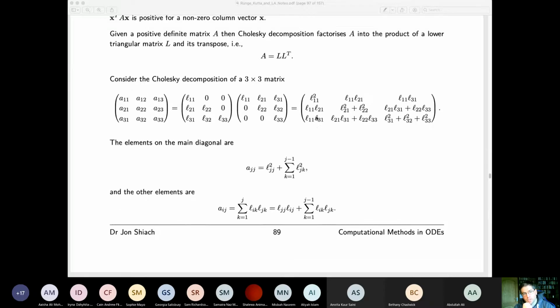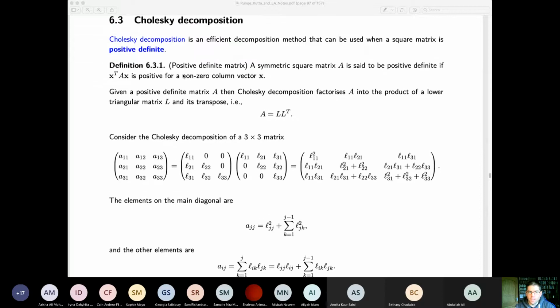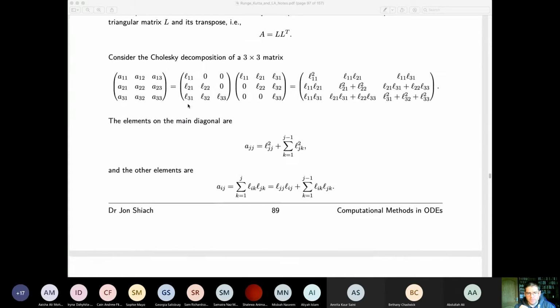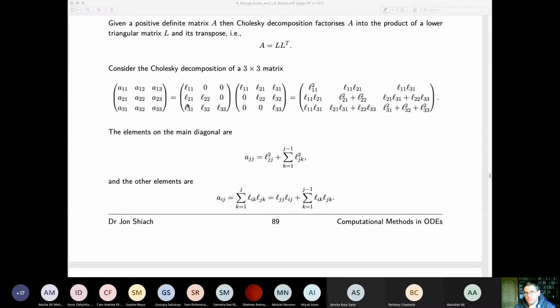But of course, it only works when we have what's called a positive definite matrix. For certain applications, positive definite matrices do quite often pop up. They pop up in statistics and also in other forms of ODE work as well. If you identify you've got a positive definite matrix, Cholesky decomposition is more efficient.